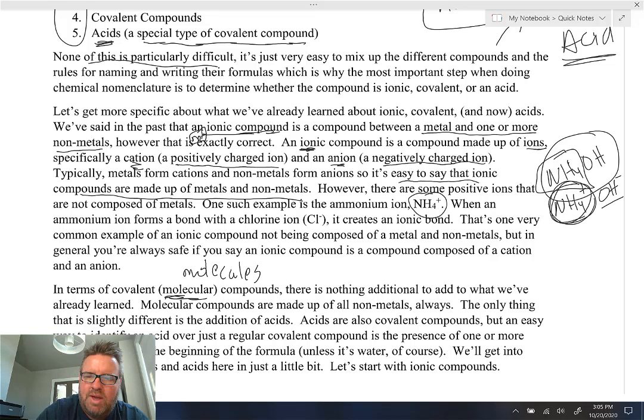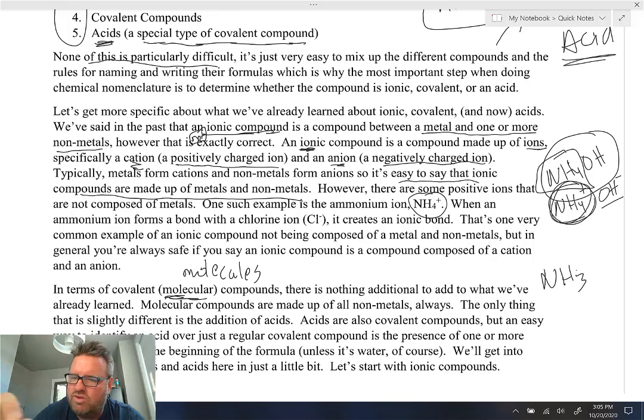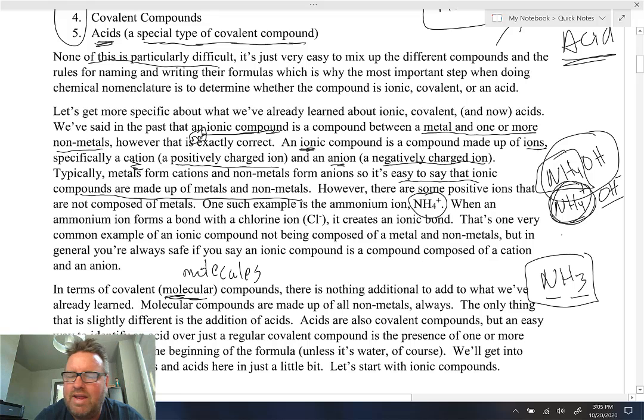Because what if you have NH3 and you're like, well, he told us that NH4 could be an ionic compound. What about NH3? Nope, NH3 is all nonmetals. That is definitely a covalent compound. So molecular compounds are made up of all nonmetals, always, nothing new to add there.